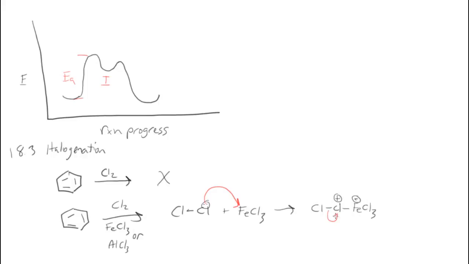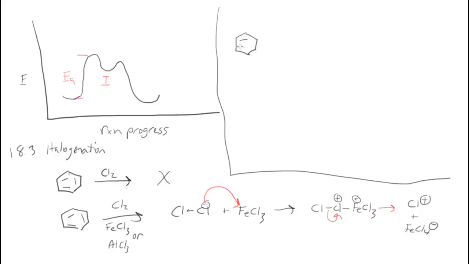And this bond actually breaks to form Cl+, our electrophile, and FeCl4-, which eventually will be our base that can take off the proton. So this reaction is the reaction to form our electrophile that we just did. Now we want to look at the reaction of the benzene with the electrophile.